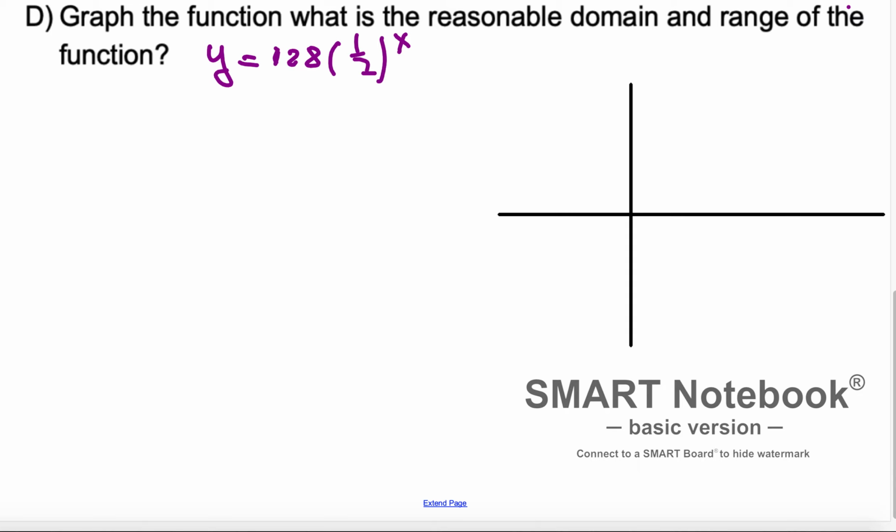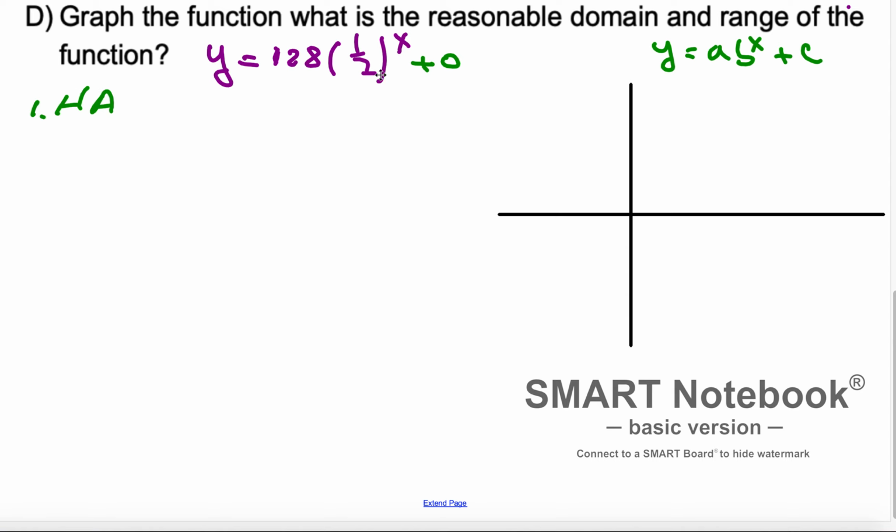Let me rewrite the general form of the exponential function. The general form is written y is equal to a times b to the x plus c. But c here is missing. To find c, I can just add a 0, and it satisfies the definition or the general form of the exponential function. And now, one easy way to sketch the graph of the function is to find, for example, the horizontal asymptote.